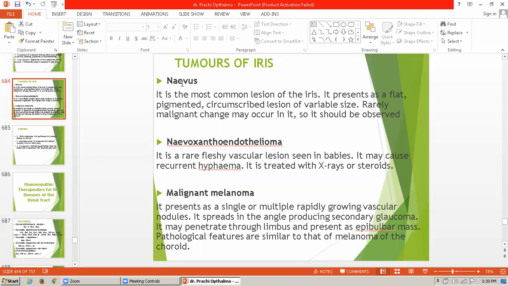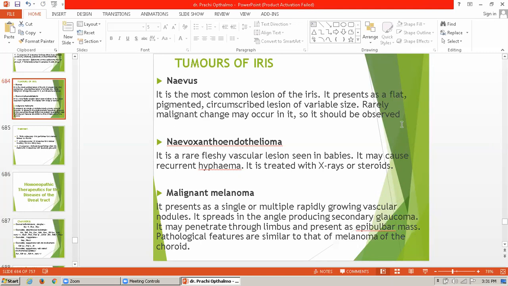Tumor of the iris consists of benign and malignant tumors. In the benign, the first one is the nevus. Nevus is the most common lesion of the iris. It presents as a flat pigmented circumscribed lesion of variable size, and rarely malignant change may occur in it.